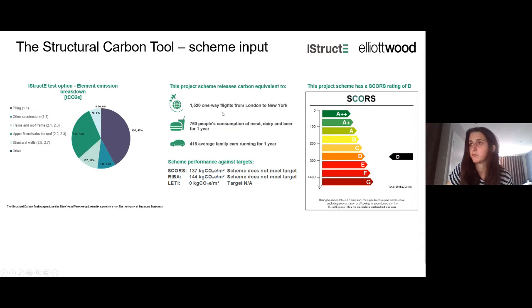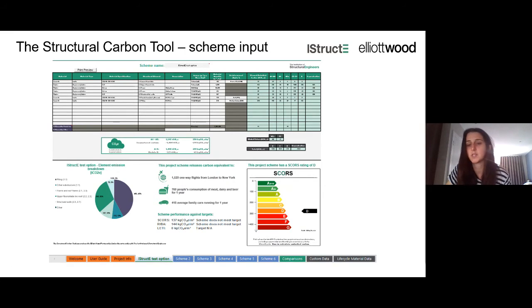The central section provides some tangible metrics, which can give some context as to what 1,000 tonnes of carbon might mean, which is really helpful when talking to clients. And then we've also compared the embodied carbon against industry targets, including SCORS, which is an Institution of Structural Engineers labelling system, as per the right here, RIBA, which you'll be familiar with, and the LETI targets. Just to note, you can enter up to 6 different schemes into the tool, which we've always found to be more than ample.